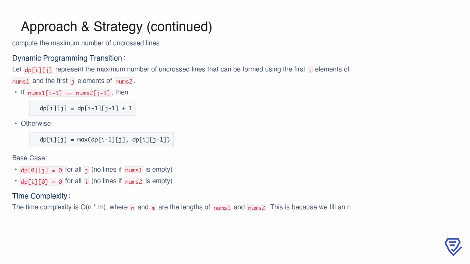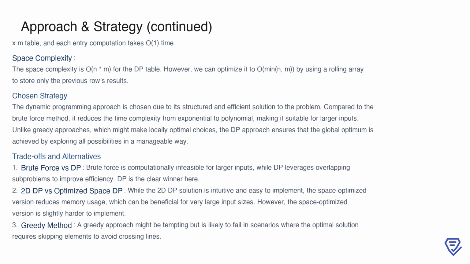The time complexity of this method is O(n*m), because we fill an n by m table, with each entry taking constant time to compute. This dynamic programming approach has a space complexity of O(n*m), due to the 2D table used to store intermediate results. However, we can optimize the space complexity to O(min(n, m)) by using a rolling array, which only stores the results of the previous row. This reduces memory usage significantly while maintaining the correctness of the algorithm.